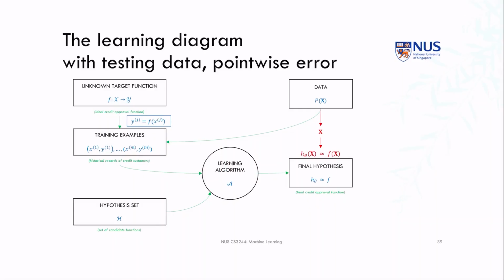So when we add this learning diagram to this and we incorporate the cost function, it comes in here. We are trying to decide for a particular data instance whether we get the right answer.